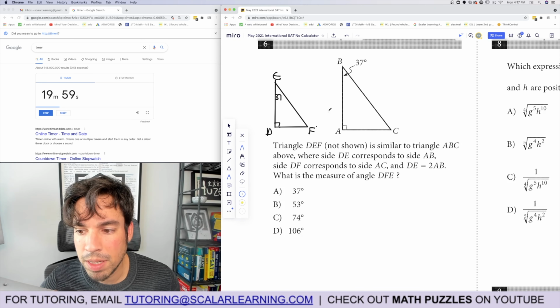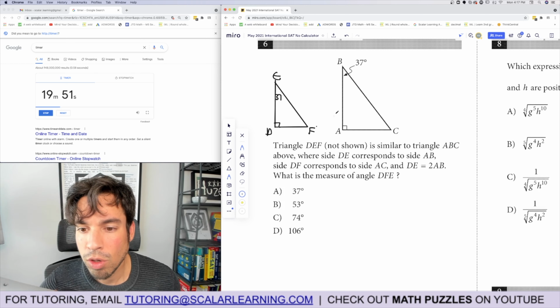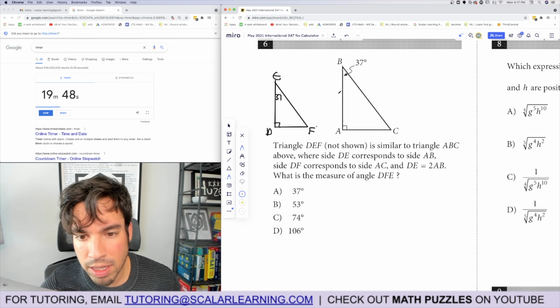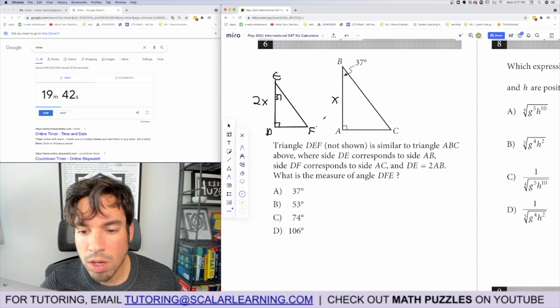DE corresponds to AB, DF corresponds to AC, and DE equals 2AB. So this is actually bigger. I drew it kind of not the right way, but it's all good. So if this is X, then DE equals 2 of those. You get what I'm saying? So this is actually double this. What is the measure of angle DFE?